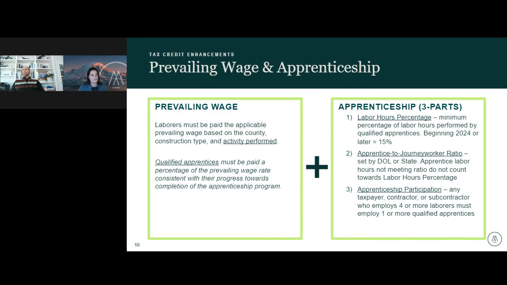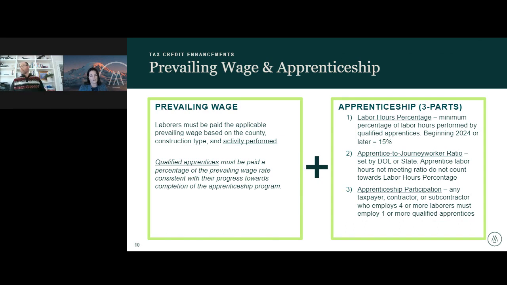So addressing first, what are the requirements? It's an "and" statement. So just to be clear, you have to meet both the prevailing wage and the apprenticeship requirement. You can't meet one and not the other and still qualify for the enhanced credit.